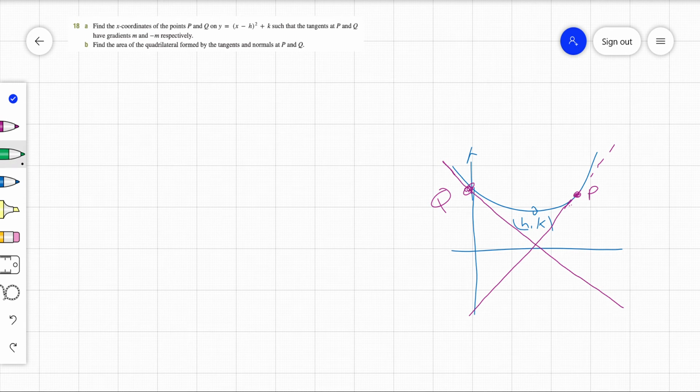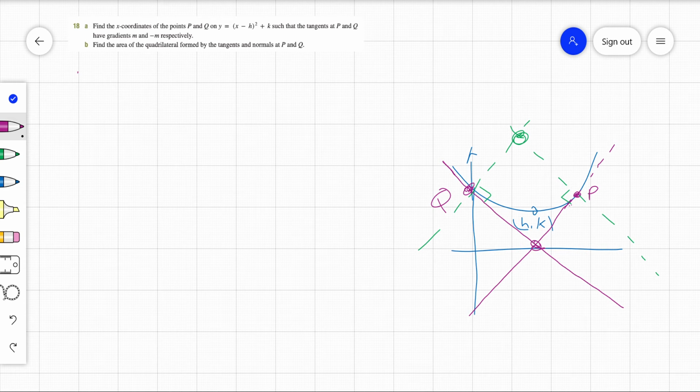And then yeah, we don't want to assume anything. And then the normal to P would be like that, and the normal to Q would be like this. So these are 90 degrees here, and you can see they intercept here and here. Okay, so let's have a look first.